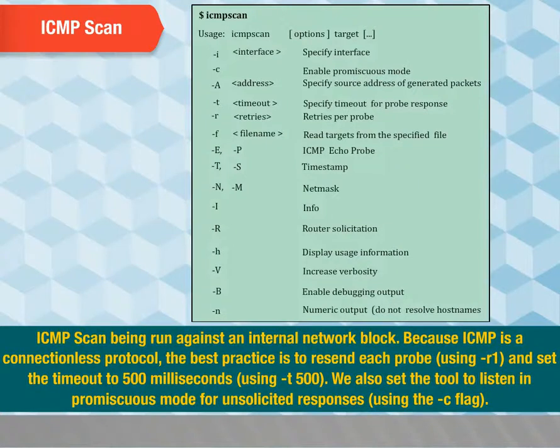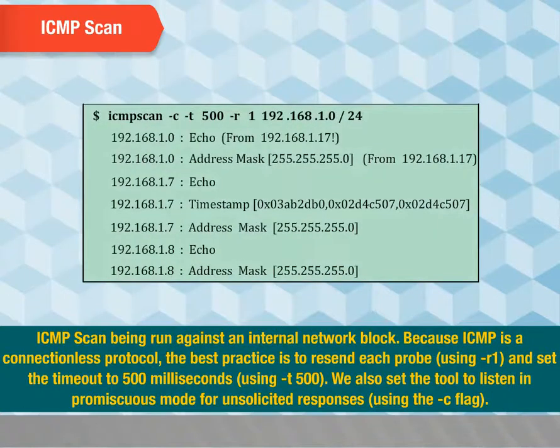Because ICMP is a connectionless protocol, the best practice is to resend each probe using -R1 and set the timeout to 500 milliseconds using -T500. We can also set the tool to listen in promiscuous mode for unsolicited responses using the -C flag.